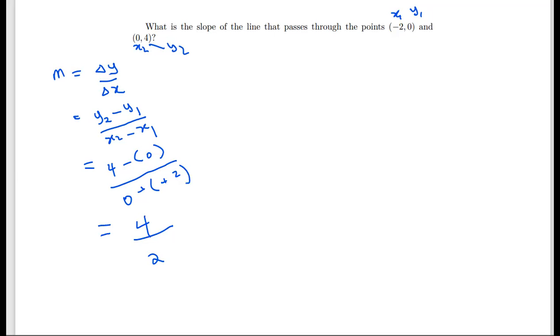But anyways, now that you're here, you can simplify this further by dividing both numerator and denominator by 2. So 4 divided by 2 is 2, and 2 divided by 2 is just 1. So it's 2/1. 2/1 is just 2. So the slope of that line is 2.